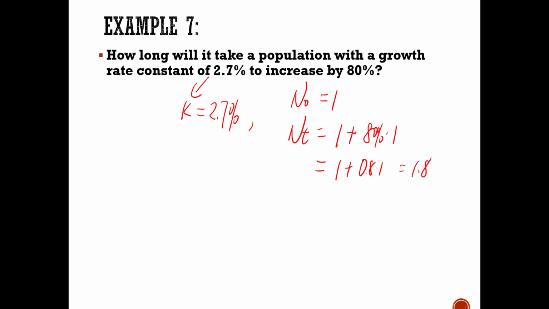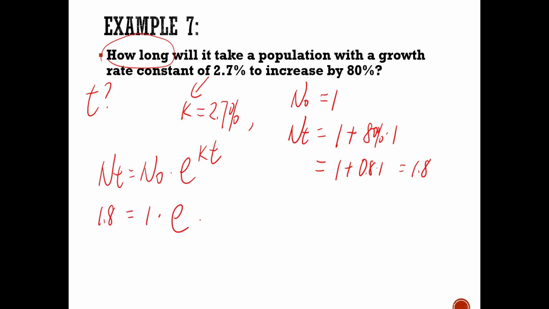So the initial population is 1 unit. The ending population is 1.8 units. And we are solving for time t, how long? So time t, we are looking for that. So now similarly, we apply the formula Nt equals N0 times e to the kt. Now plugging in all given numbers, Nt is 1.8, N0 is 1, k is 2.7%, and time t is what we're looking for. Now e raised to 2.7% times t equals 1.8.